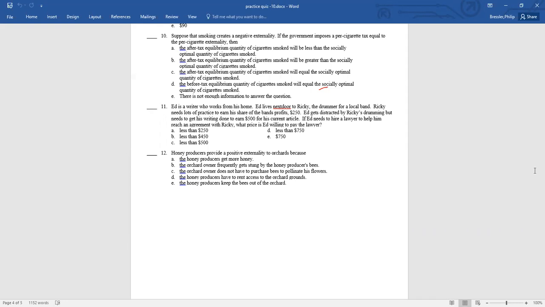And then the last one: honey producers provide a positive externality. And that's C, because the orchard owner does not have to purchase bees to pollinate the flowers, because the honey producers now have bees, and so the flowers are getting pollinated by them. All right, that's kind of a brief summary. I hope that helped in giving you potential things that could be asked on your actual quiz.